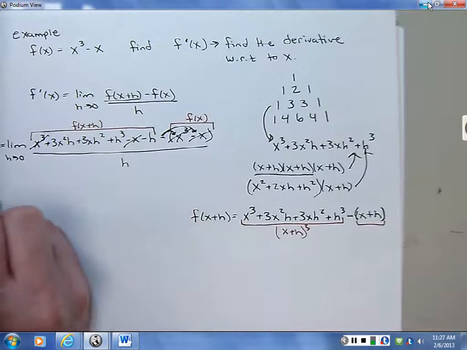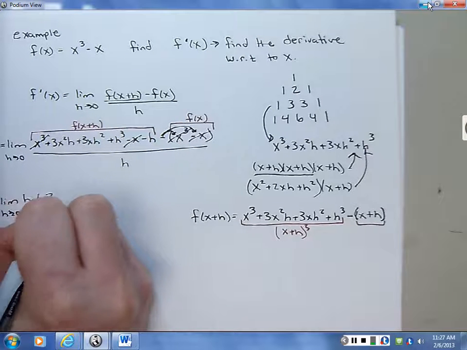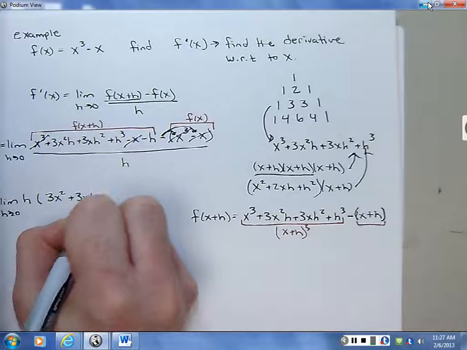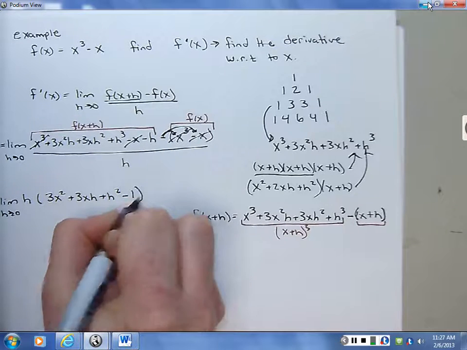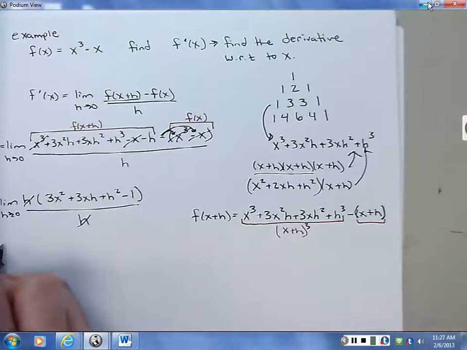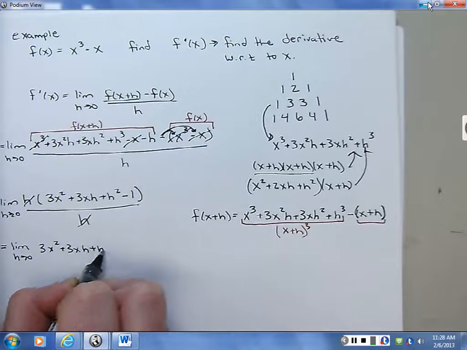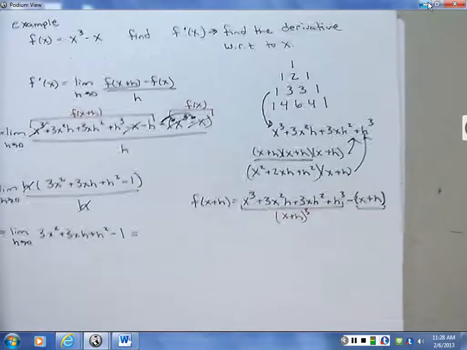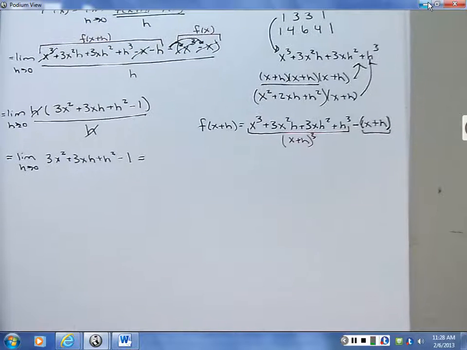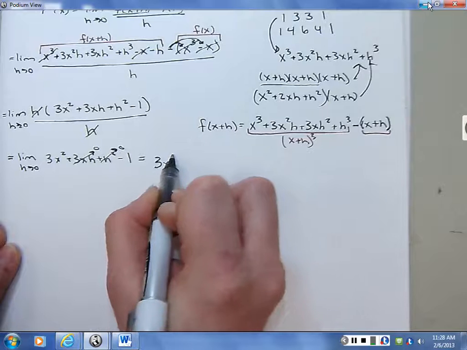So now I need to pull out that h. The limit as h goes to 0. If I pull out the h on top, I'm left with 3x squared plus 3xh plus h squared minus 1, over h. Those cancel. Go ahead and write this extra step, which you wouldn't need to. So now I actually apply the limit, and the limit says h is going to 0. So any terms with an h in them go to 0. This term goes to 0, this term goes to 0, and I'm left with 3x squared minus 1.